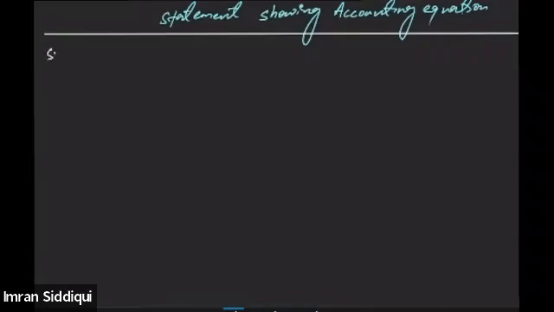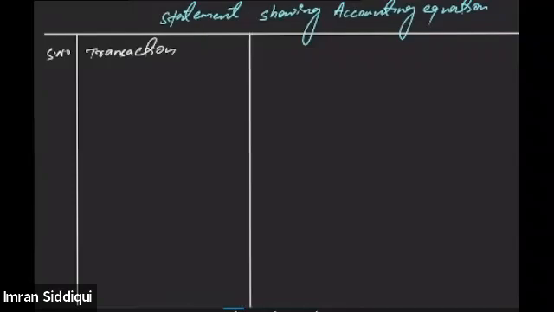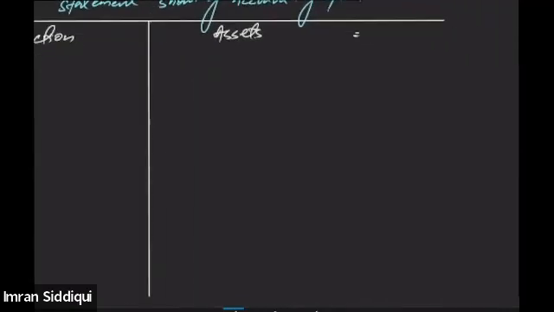First of all, we start with the serial number of the transaction, then the name of the transaction conducted, and then its effect upon the asset and liabilities. Asset equals liabilities plus capital. I'm sure everybody remembers the form.